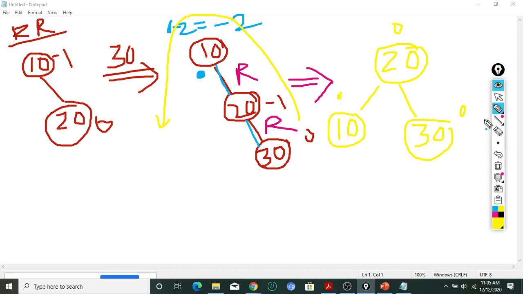Is it understood? This term is understood by everyone. Every time we add a node, we will check and update the balance factor, and if it is imbalanced, then we change it. And if it is okay after adding something, then we are not going to change it. Okay, is it clear up to this point?